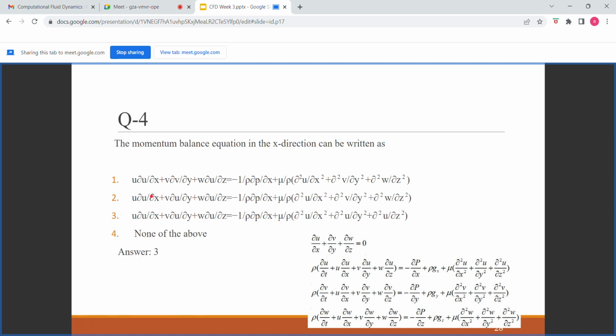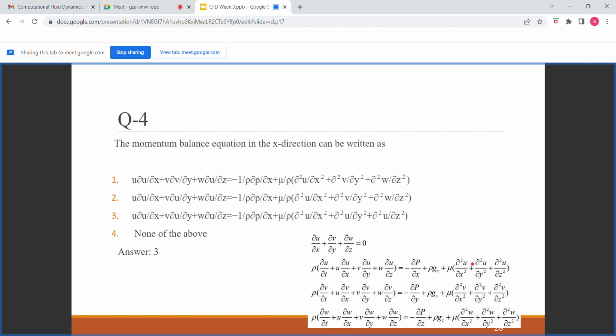In the steady state, the first term obviously goes to 0, that is dou u by dou t. So the one in the x direction, if we are considering, this is the momentum balance equation, whereas the other is the continuity equation. So it is u dou u by dou x plus v dou u by dou y plus w dou u by dou z is equal to minus dou p by dou x plus rho g plus mu times dou square u by dou x square plus dou square u by dou y square plus dou square u by dou z square.